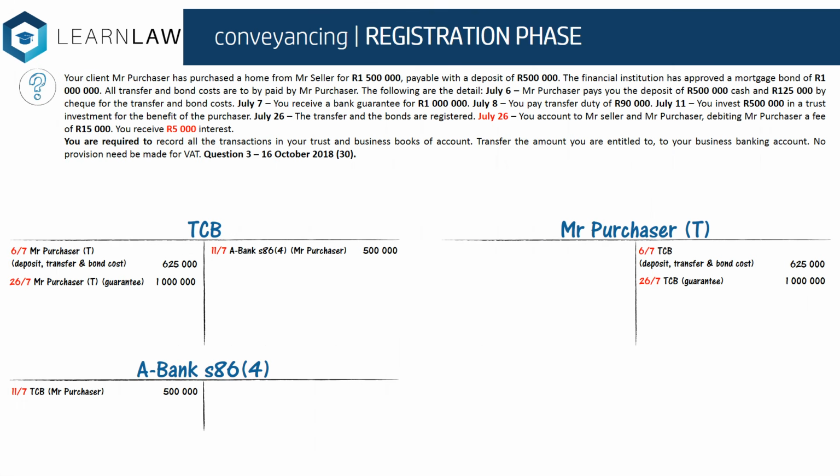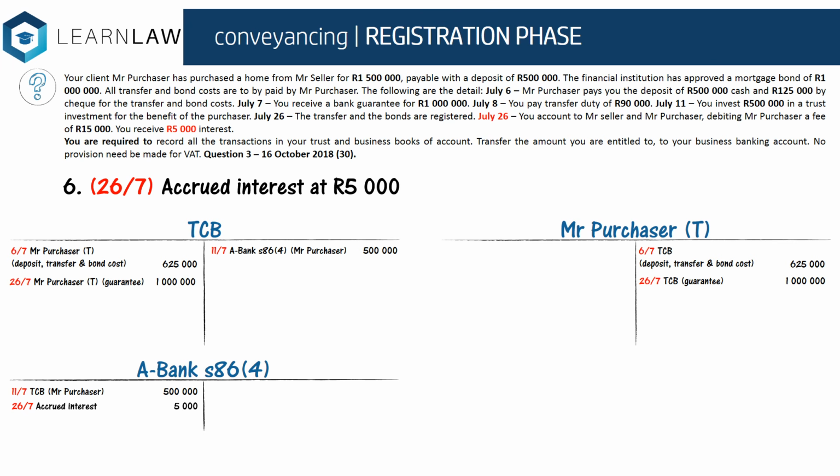On 26 July, you received accrued interest in the amount of 5,000 Rand. Where must the inflow be recorded? In the Section 86(4) bank account. Accordingly, we debit the Section 86(4) bank account with 5,000 Rand.